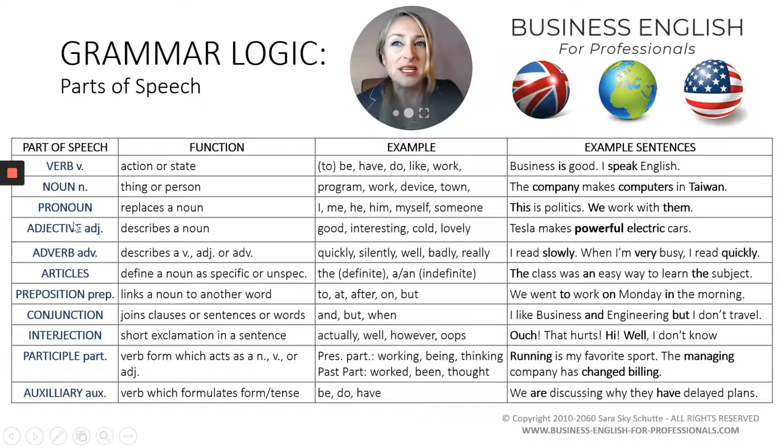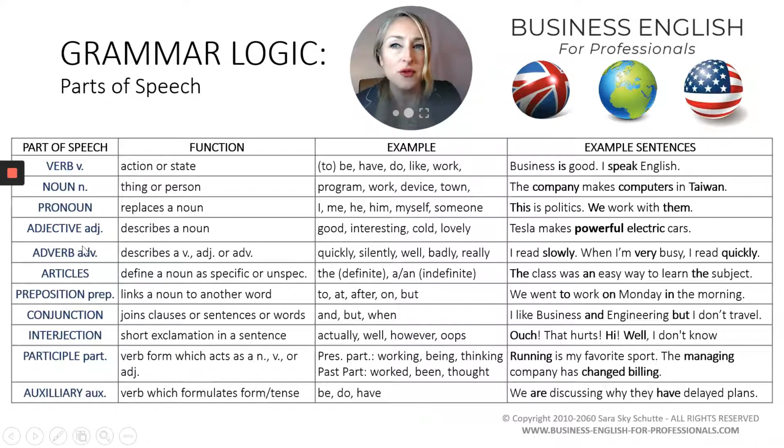Then we're going to look at adjectives. Adjectives we indicate like this, ADJ, period. These describe a noun. Good, interesting, cold, lovely. Tesla makes powerful electric cars. And we'll look at word order in English. The last word in one of these sequences is the main noun, whereas adjectives that come before it describe. Okay, so it's an electric car. It's a powerful electric car.